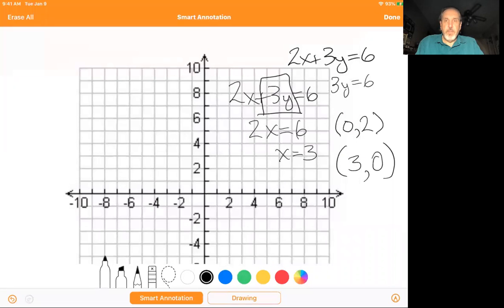So we have these 2 points. We have the point 0, 2, and we have the point 3, 0. These are easy to graph. 0, 2 is right there. 3, 0 is right there. And then we grab our ruler.